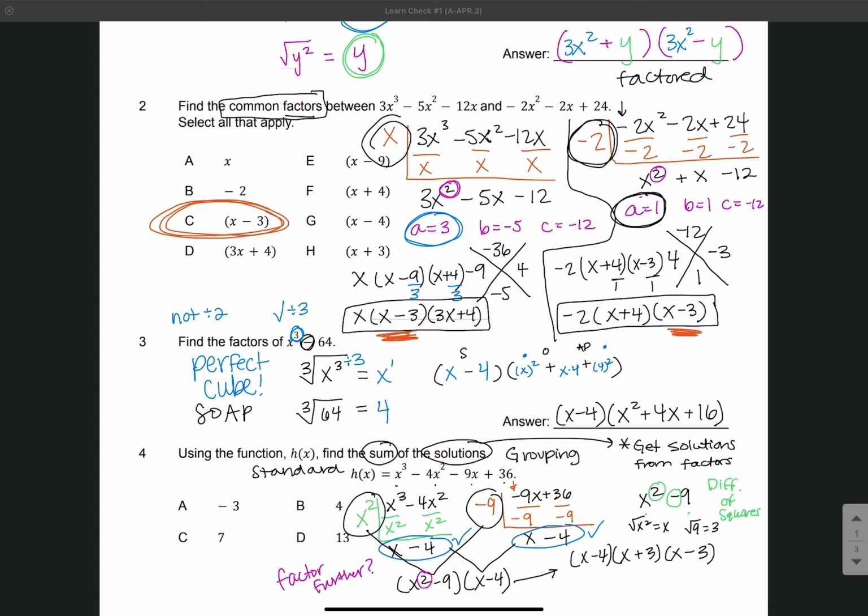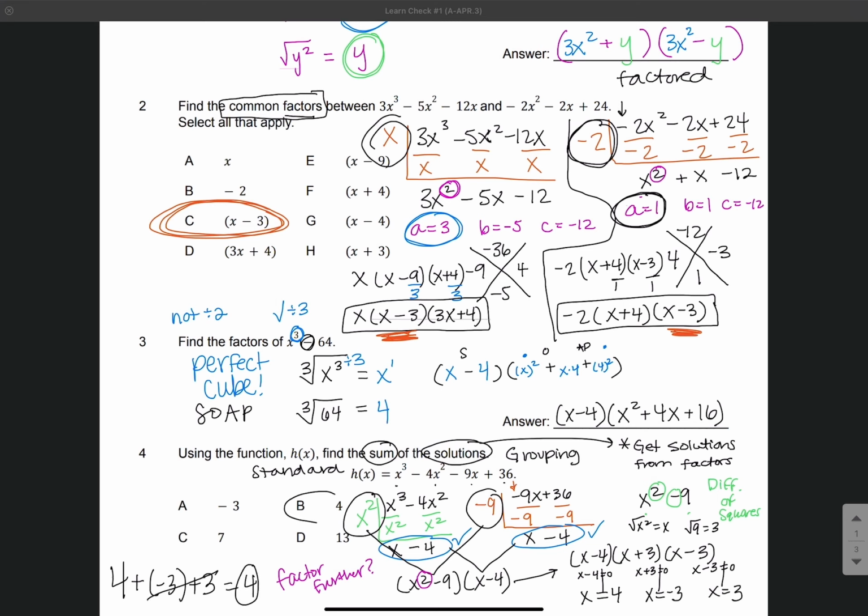Remember that you're going to set your factors equal to 0. And then from there, you are going to solve for x. If you know the pattern, you know it ends up being an opposite sign. So x is equal to 4, x is equal to negative 3, and x is equal to positive 3. So now if I need the sum of these, we know that 4 plus a negative 3 plus 3 is just going to be, those would be 0, so it's just going to be 4.